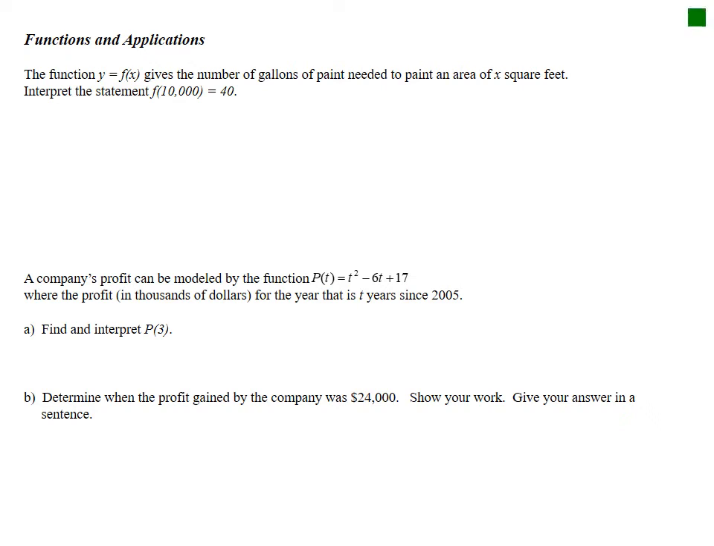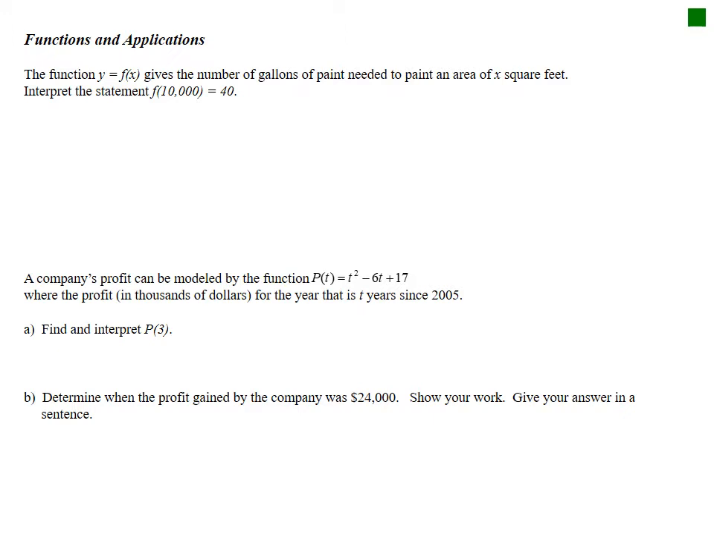Let's look at some applications of functions and how to interpret functional statements. First example, let's say the function y equals f of x gives the number of gallons of paint needed to paint an area of x square feet. Let's interpret the statement f of 10,000 equals 40.